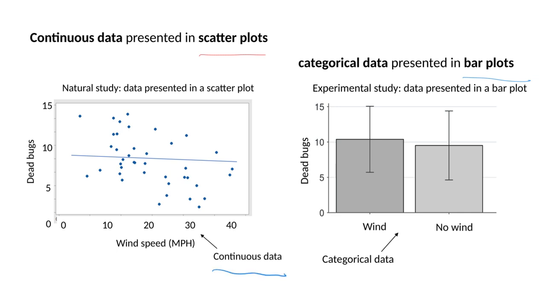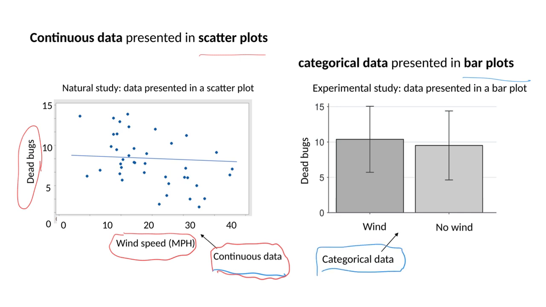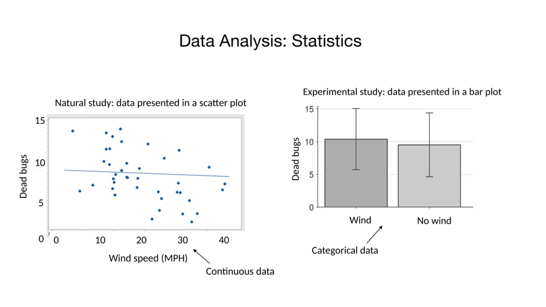So in this case, this natural experiment, we've gone to dozens of sites, we've measured wind speed, and then we've charted out the wind speed across the x-axis. And then at each site, we've also measured the number of dead insects. And you'll notice that our x-axis data is continuous data, meaning it's numbers. And over here in the bar plot analysis, our x-axis is categorical data. It's data in categories or groups using word labels.